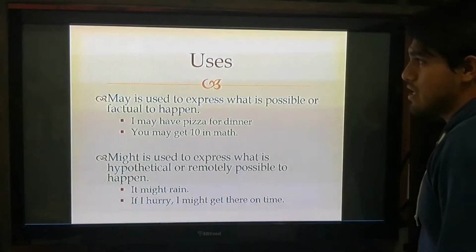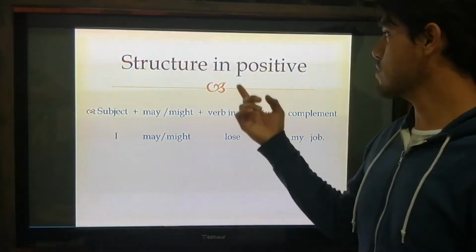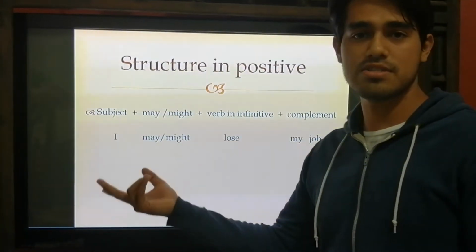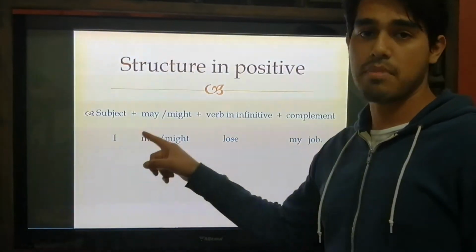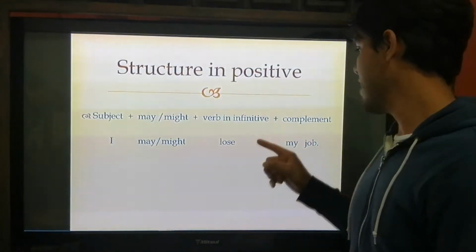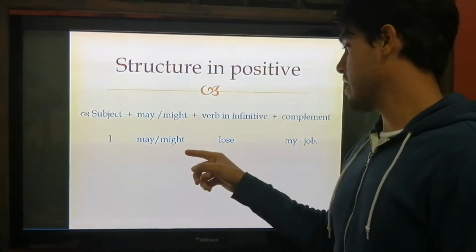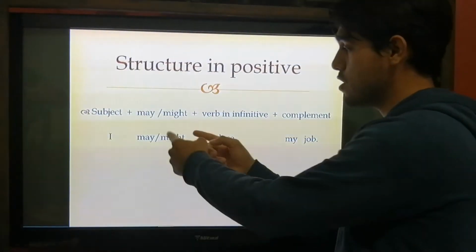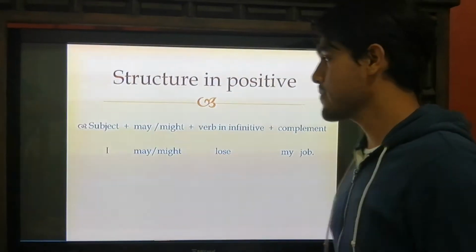So these are the uses of these two words, and now the structure is very easy. Here we have the structure in positive. Both are used in the same way. You have the subject, then the words may or might, then a verb in infinitive, which is very important to remember, and then your complement. Here's the example: "I may or might lose my job." You can use both words, but your meaning is going to change a little bit.